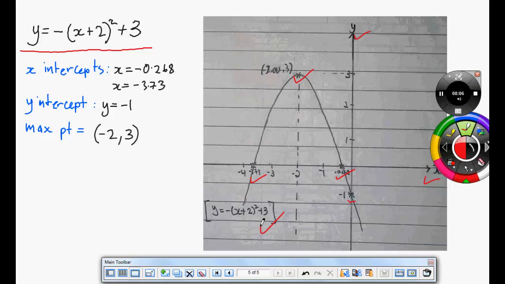This is one of the sketches I want to see. Everything is there and the shape is there. The line of symmetry is correct, and the units are also drawn correctly for the x-axis. So this is what I expect you to come up with for a sketch. Any questions? No questions? Okay, good.